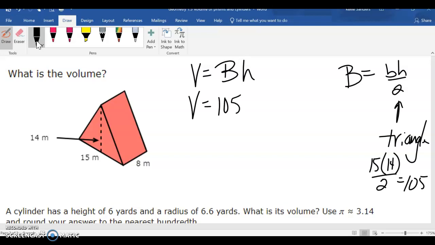So this is 105, and then the height is 8, because if we laid it down on the triangle, then it would be 8 meters high. So that would be 840 meters cubed.